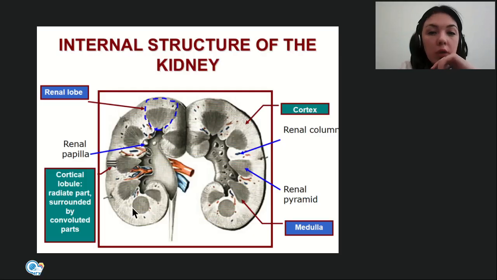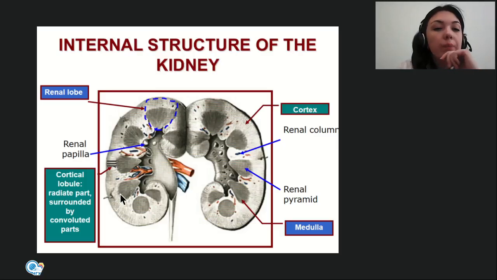In the cortex, we can see that the substance is not homogeneous, yes? It consists of alternating darker and lighter lines. The darker line is known as the convoluted part, and the lighter line is known as the radiate part. They have different colors because of different structures. Yes, different structures are present in them.